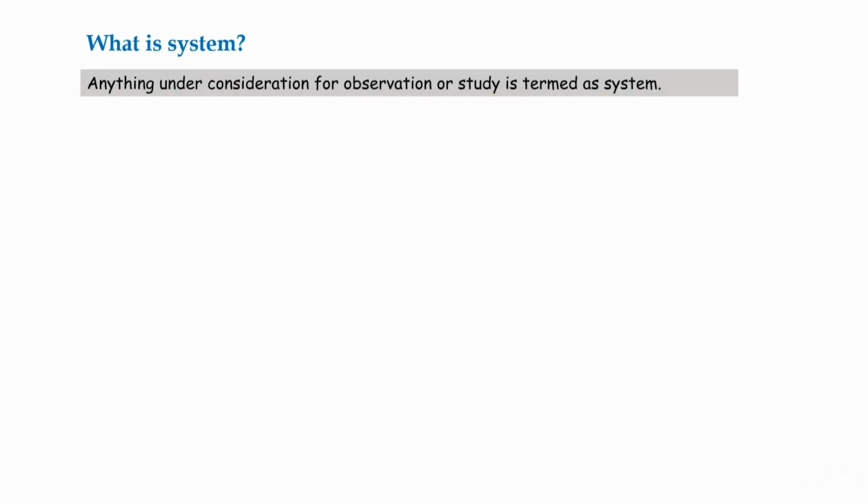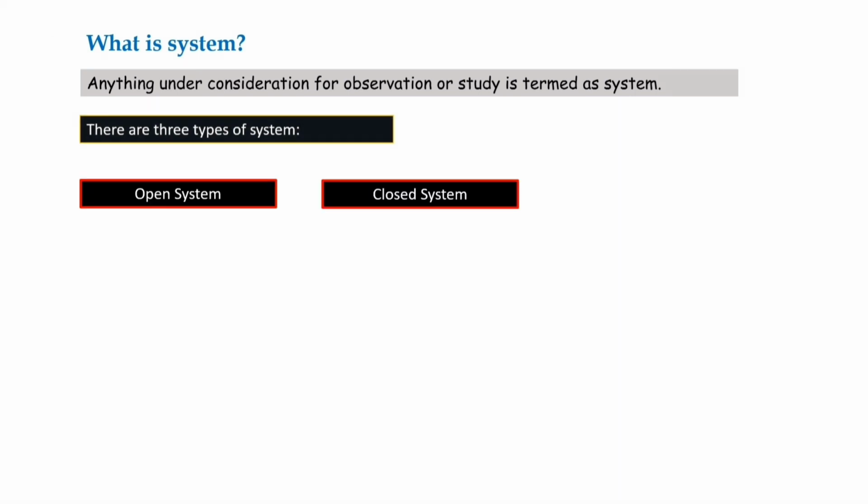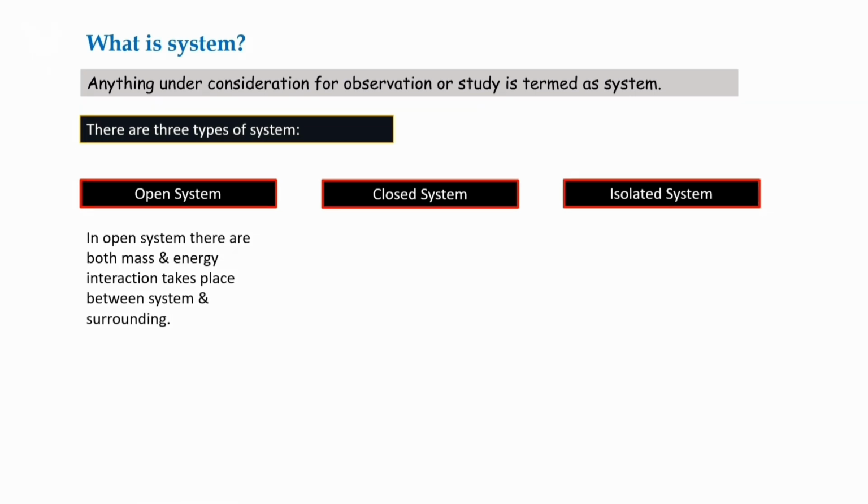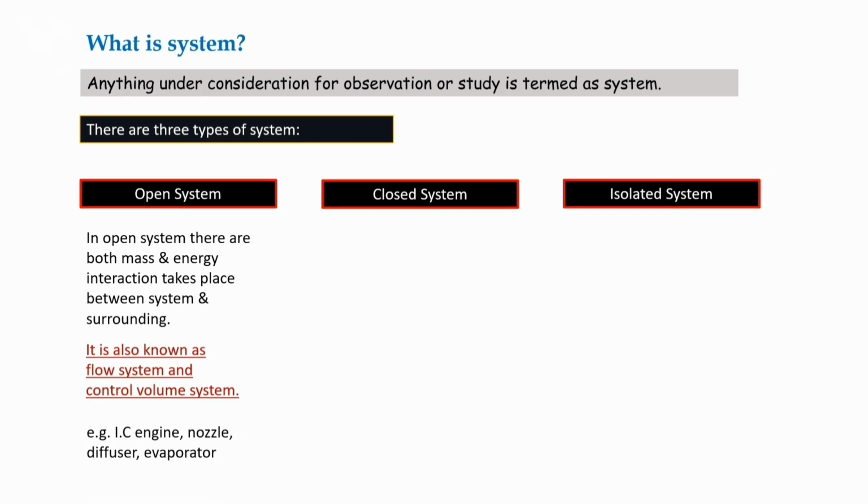Now, we will study system, surrounding, boundary and thermodynamic properties. What is a system? Anything under consideration for observation or study is termed a system. There are three types of system: open system, closed system, and isolated system. In an open system, both mass and energy interaction take place between system and surrounding. It is also known as a flow system or control volume system. For example, IC engine, nozzle, diffuser, etc.